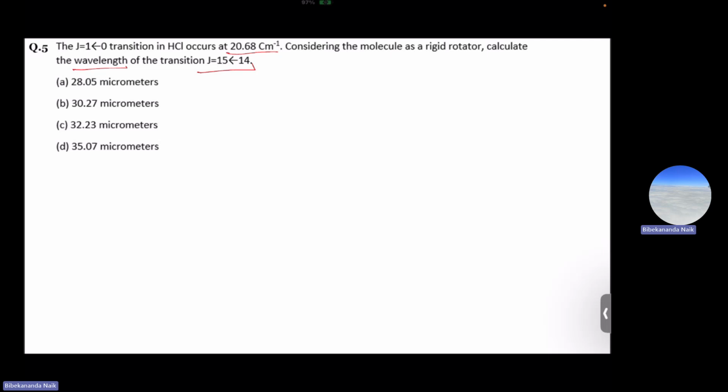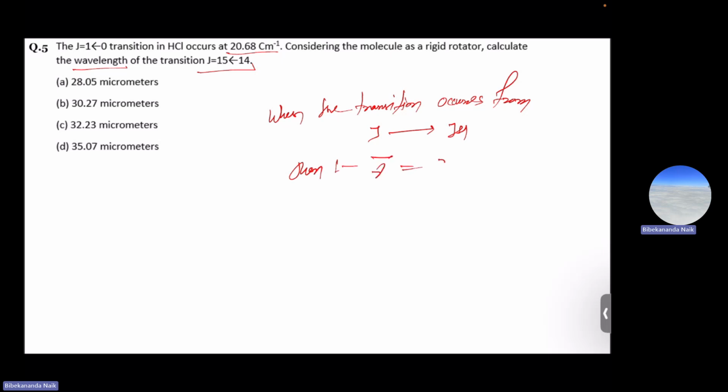So now see, before solving the sample problems, we briefly discussed the concept of rigid rotator, and in that case, we saw when the transition occurs from J to J plus 1, then the wave number corresponding to the transition is given by 2B(J plus 1).